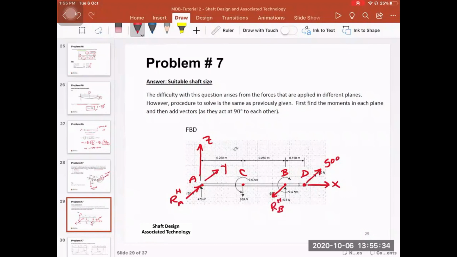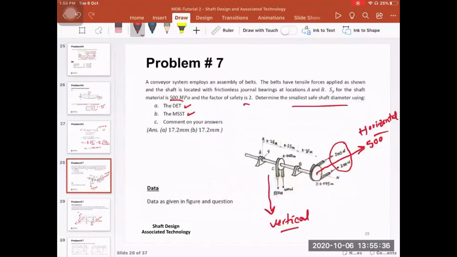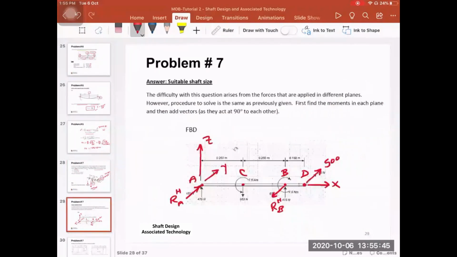Then if we look at this pulley here, you will find that you have a force going down, which is 950. So in here, we have a force that is going down, it's 950. This force is in the vertical plane. So this means that we should have here a reaction at point B, but in this case, it's going to be in the vertical plane. We have reaction here at point A, which is going to be in the vertical plane as well.